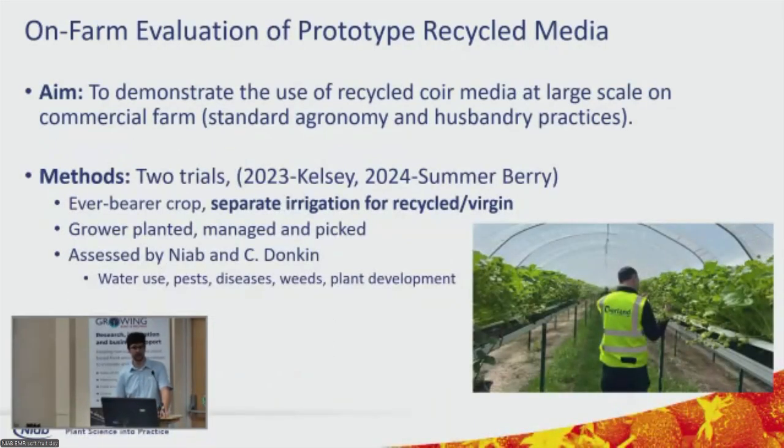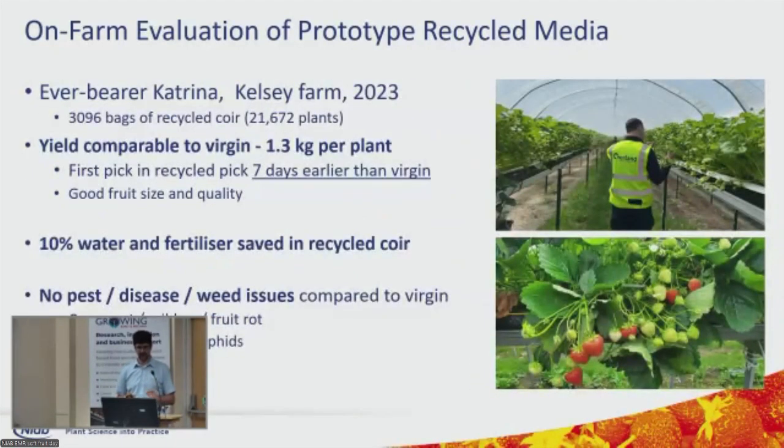in on-farm trials, where we measured all the water and nutrients going into the blocks that had separate irrigation, on recycled and on virgin coir. For example, in this slide here, you see Calcifarm and Summerberry. We have two different trials, and we always irrigated separately. In the first year, in 2023, on Katrina, we had very comparable yield between the virgin and recycled material, about 1.3 per plant. But we did see 7 days earlier cropping in recycled material.